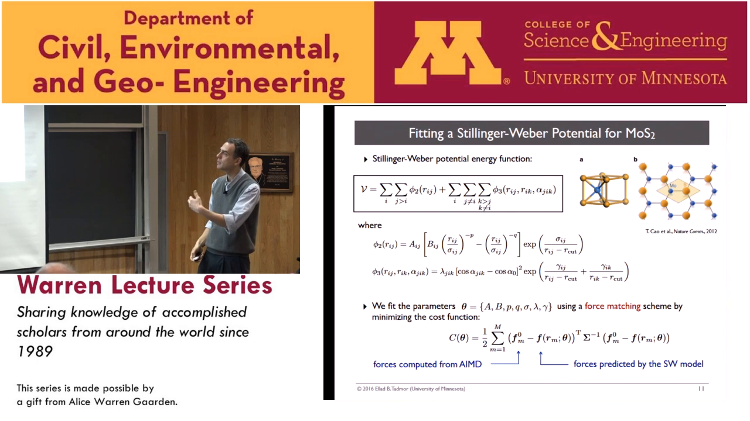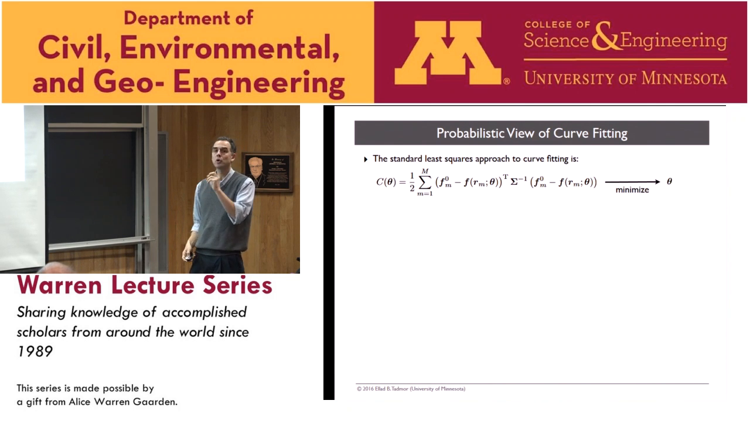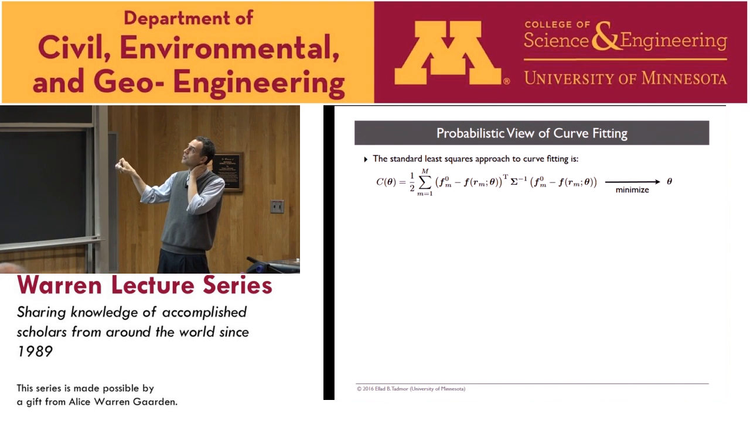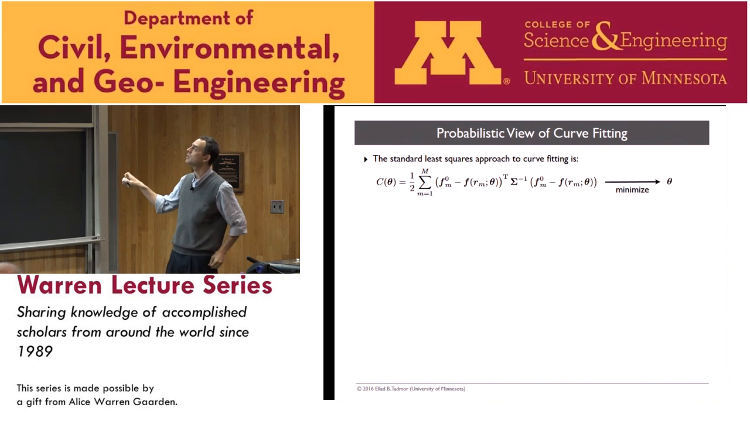But we're trying to get a better understanding of how good these parameters are and how the predictions of the model depend on the parameters. So to do that, you can think about curve fitting in a different way. So instead of thinking of it as a least squares approach, here's the cost function with the least squares. This is just like F times some weighting function, representing the weight you're assigning to each force, and then you minimize to get theta.